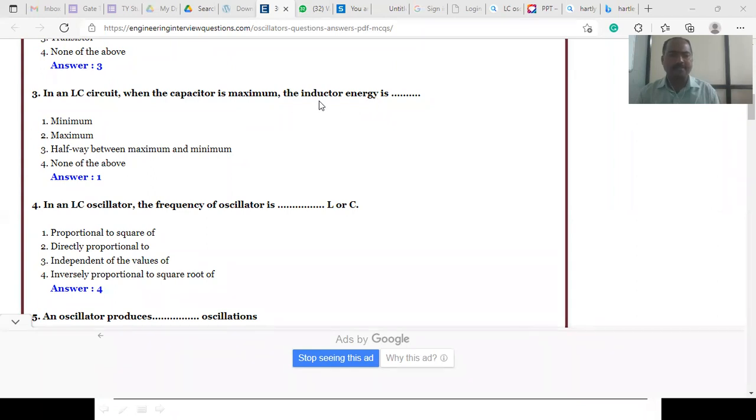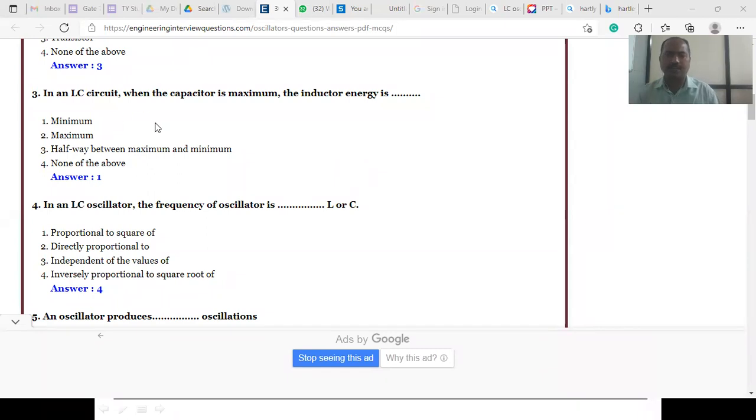Now see, two devices are used in the LC circuit, that is inductor and capacitor. In this configuration, what they have to tell is, in an LC circuit when the capacitor is maximum, the inductor energy is. Now see, both elements give energy. So there are two elements, L and C. Whichever device gives more energy, consider 100 as the energy. Now there are two components, L and C. If the L element gives 90 of the energy, tell me whether the other element has more or less.